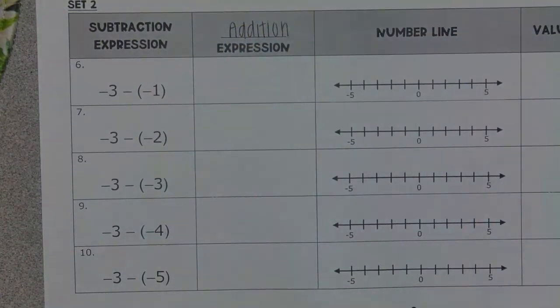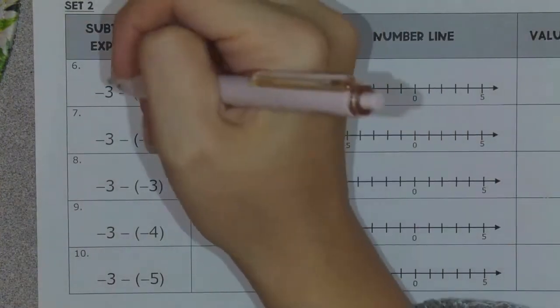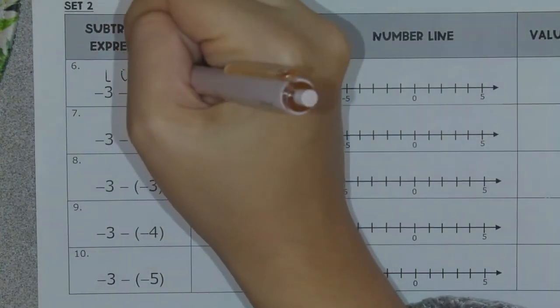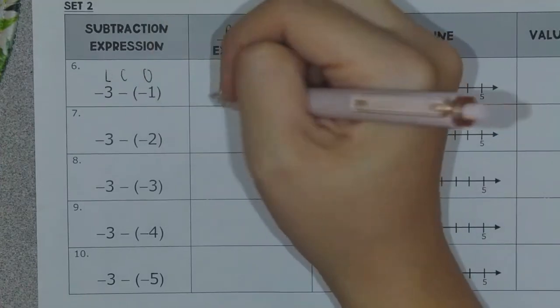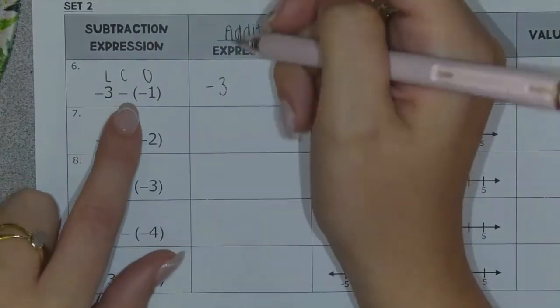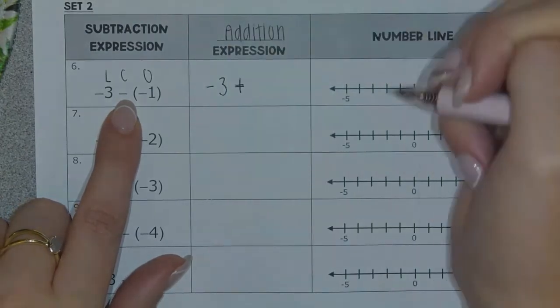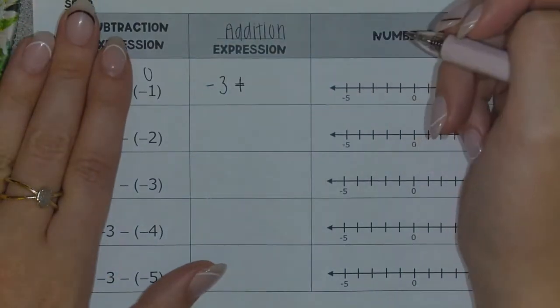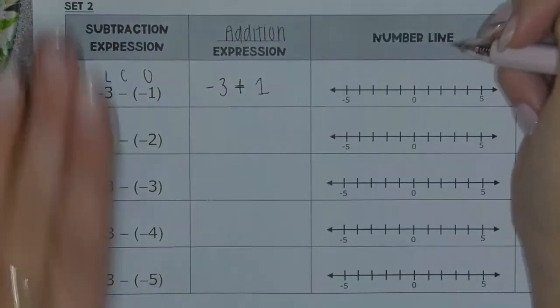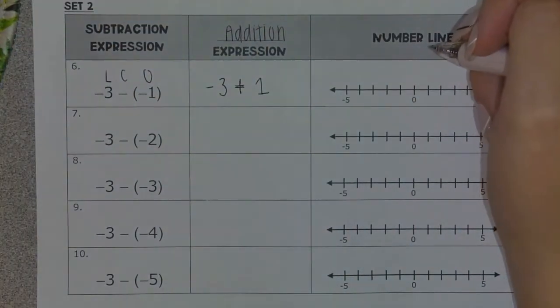Let's go back to those rules that we know how to do. So I'm going to go ahead and do LCO. So leave it, change it, opposite. So I'm going to leave it as negative 3. I'm going to change this to be a plus sign. Sorry about that, a plus sign. And then the opposite of -1 is +1. So I have -3 plus 1.